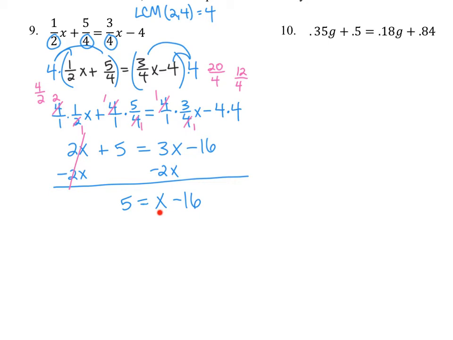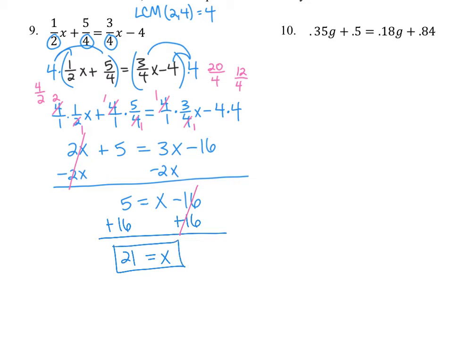Now I have one term with a variable, so leave it alone. The left side only has one term, so leave it alone, and get the rest of the constant terms over to the left side. So we want to add 16 to both sides in order to zero out the negative 16 on the right side, leaving us with x on the right side is equal to, on the left side, 5 plus 16 is 21.